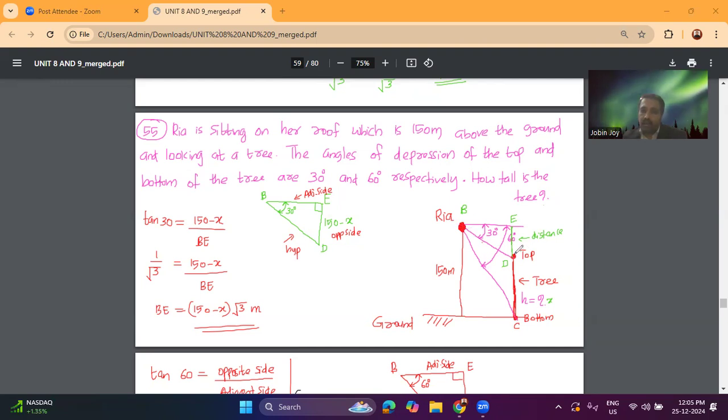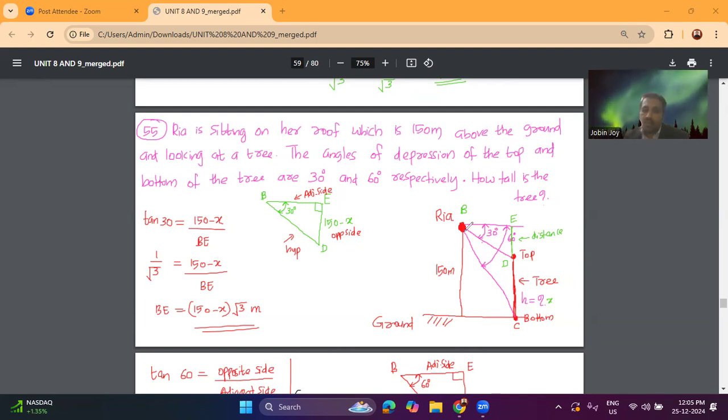So there are two angles of depression. One is Ria is looking at the top of the tree, and the second one is Ria is looking at the bottom of the tree. So the first angle is 30 degree and the second angle is 60 degree. It is marked here. How tall is the tree? You have to calculate the height of the tree.